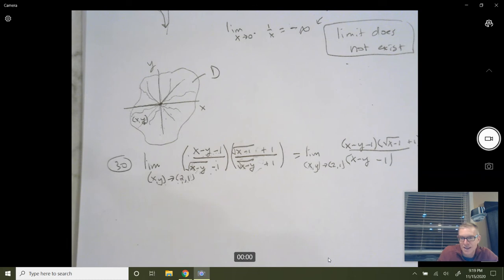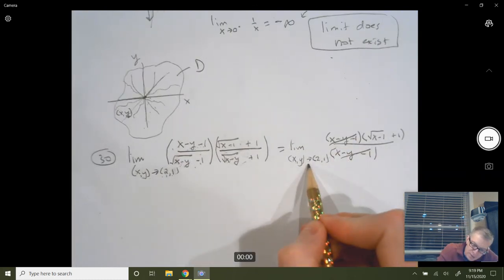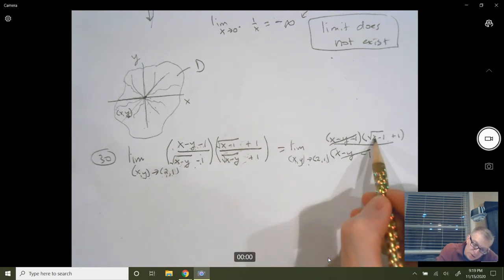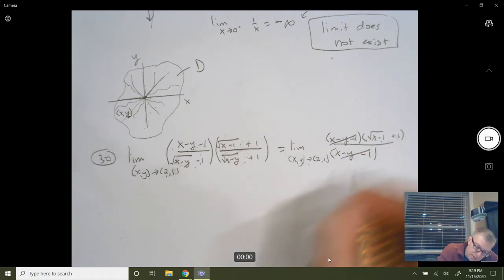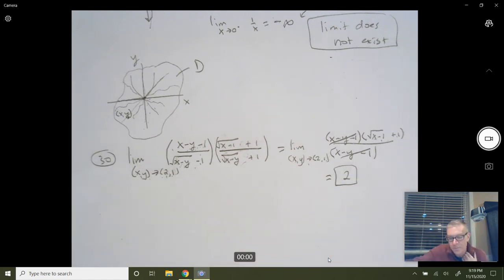Now look at how nice that is. So this cancels with this, and it's just the limit as we approach this. Now we can plug in the 2 and the 1. 2 for x, actually there's no y, so 2 minus 1 is 1, square root of 1 is 1, plus 1, and we get the limit is equal to 2. And that works, okay? So let's look at number 31.